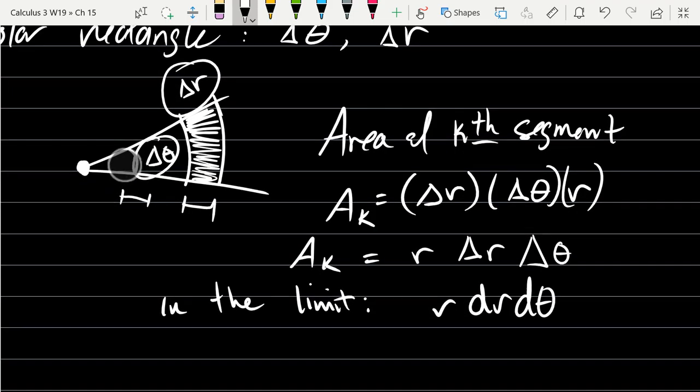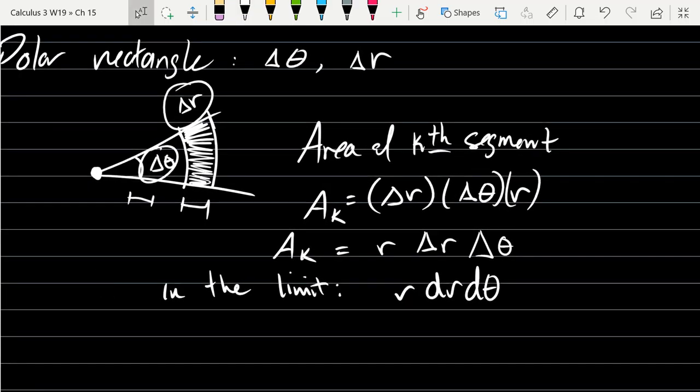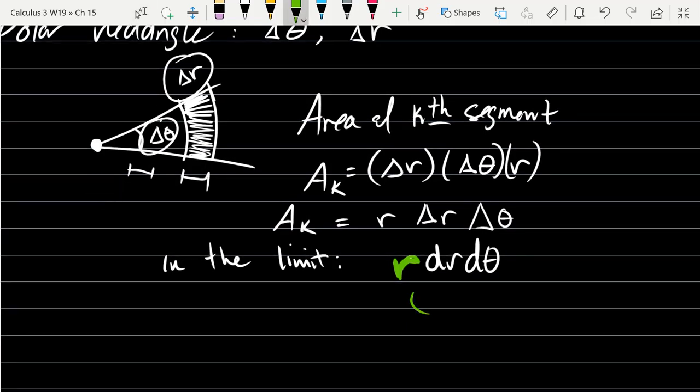And so the main difference between regular Cartesian coordinates and polar is you get the extra r. So I'm going to highlight it in green right here. So you get an extra r included in here, and that's super important. And that just comes from the fact that with polar rectangles, the further you are from the origin, the more area you're going to get with the same dr and d theta.